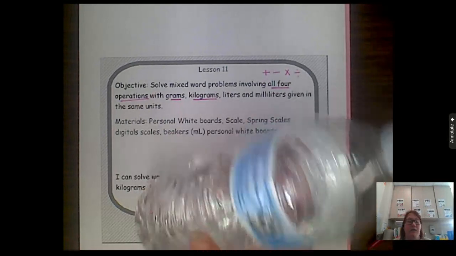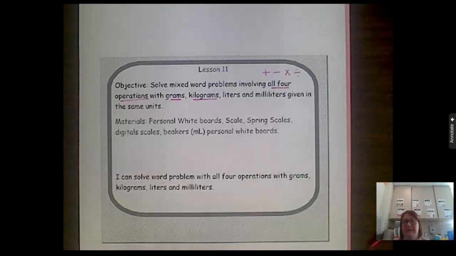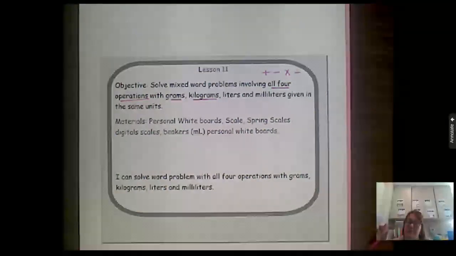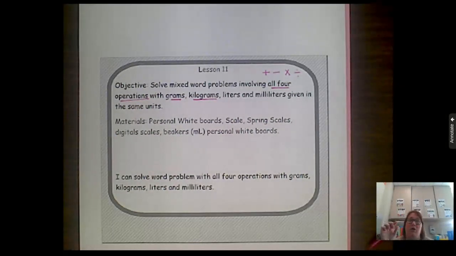A milliliter would be like a drop if you have a liquid dropper, or maybe if we have a baby brother or sister that needs drops. They get their medication with a little dropper, or eye drops, or anything that you would give in drops. That would be a milliliter.